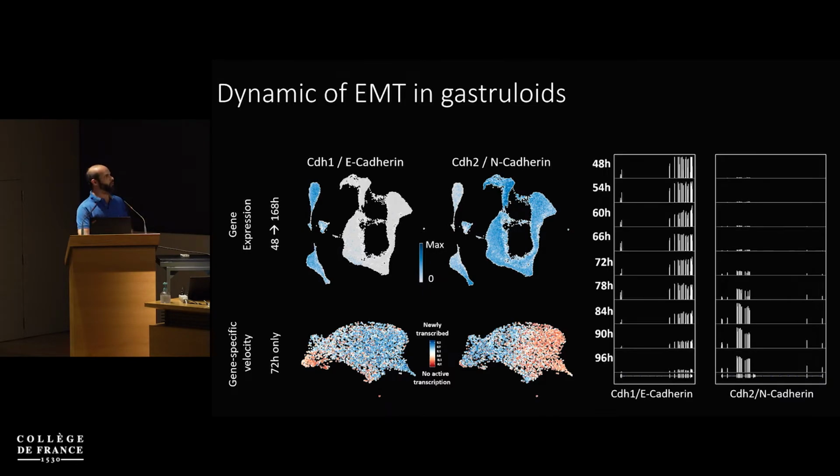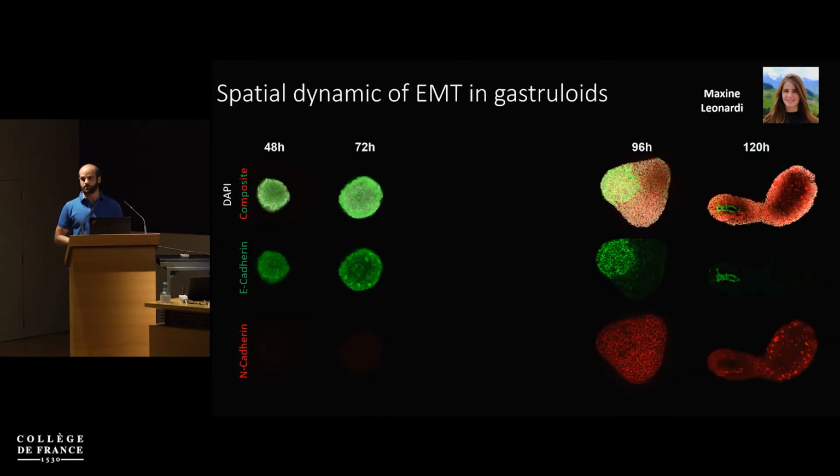And so if we look a bit more closely in time, this time in bulk, you can now see that the repression of E-cadherin is mainly visible at 84 hours on the stable transcript, but then it keeps decreasing, while the induction of N-cadherin begins as early as 72 hours, and it reaches its maximum at 84. So from this, it looks like the induction of N-cadherin precedes the repression of E-cadherin. But we wanted to test that and look at it spatially.